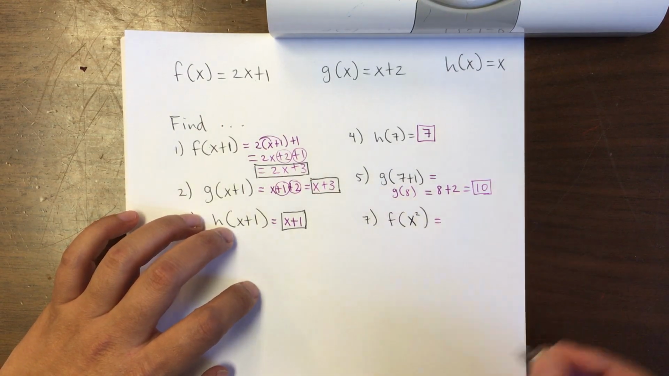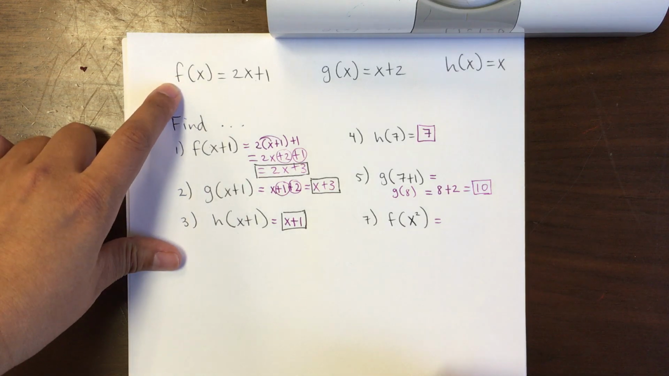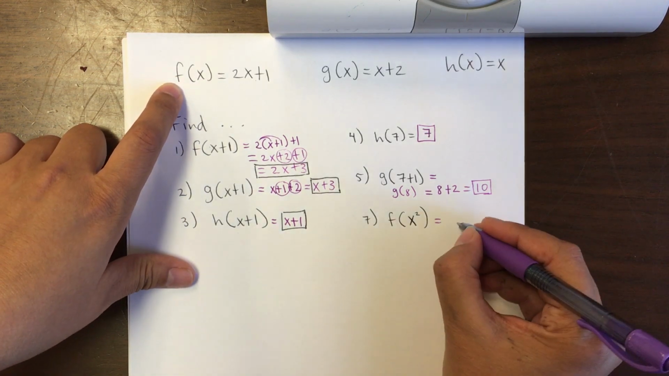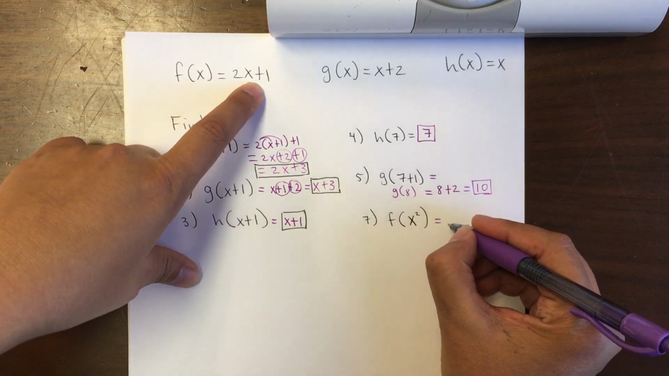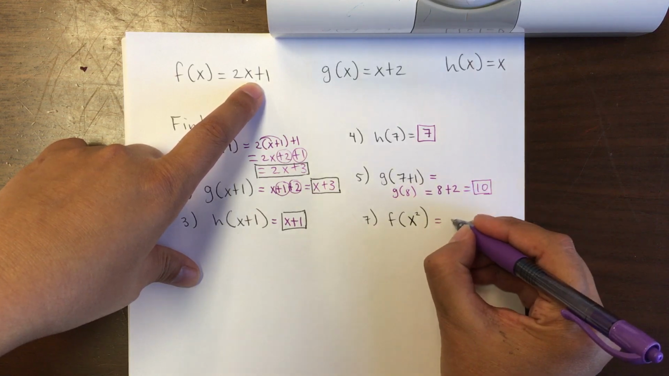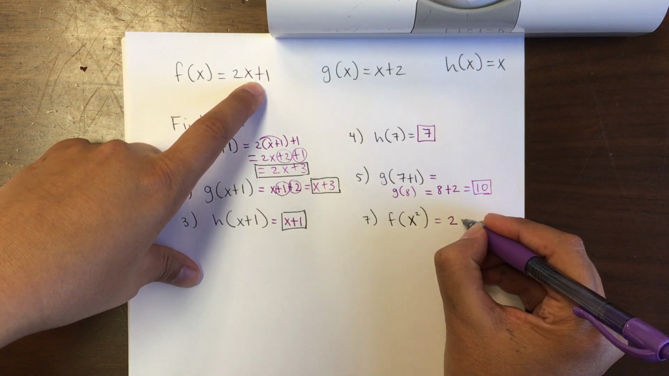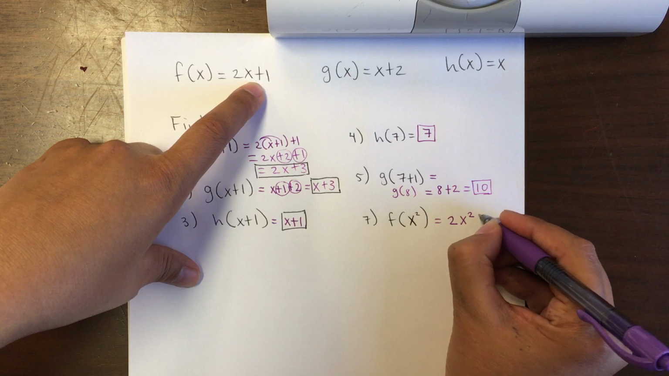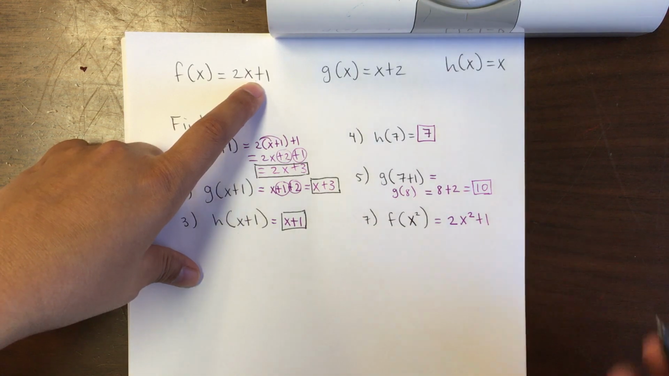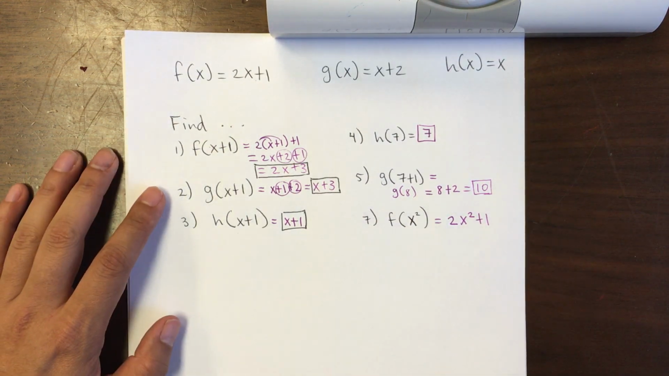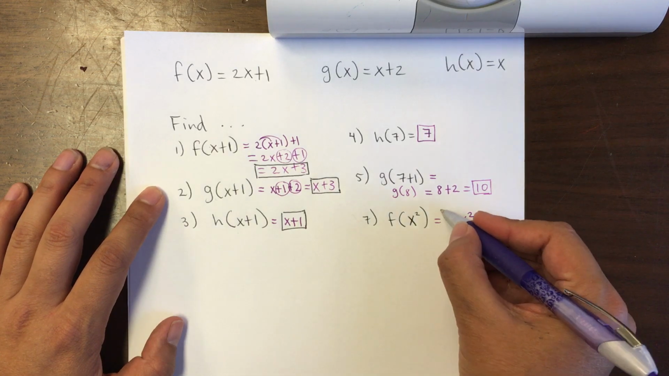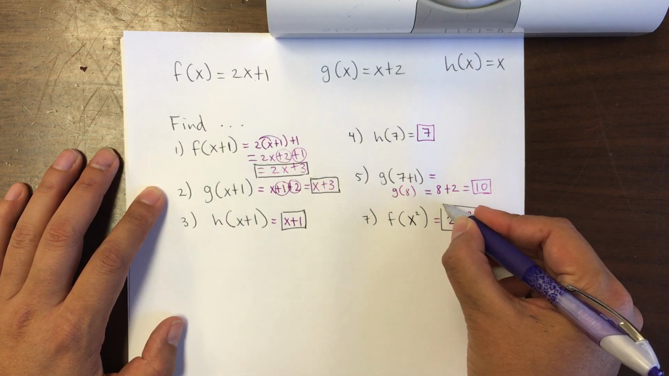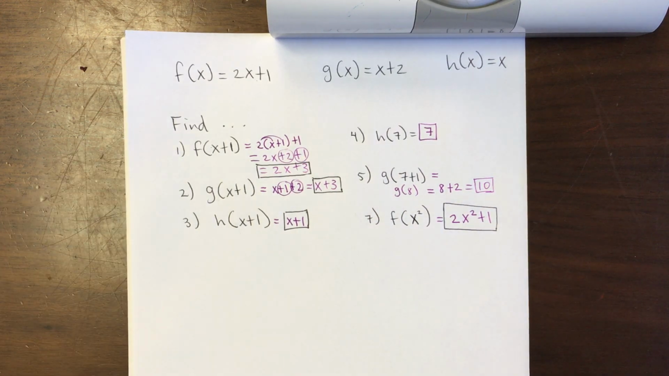And finally, we're looking at the function with f of x. So replace the x with x squared. So it's going to be 2 times x squared plus 1. Since there is nothing else that we can combine or simplify, we just leave it at that. Okay, so that was the warm-up.